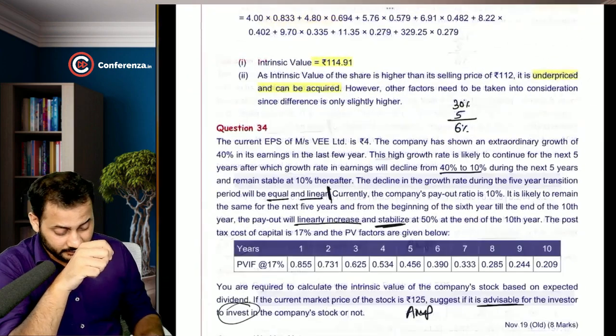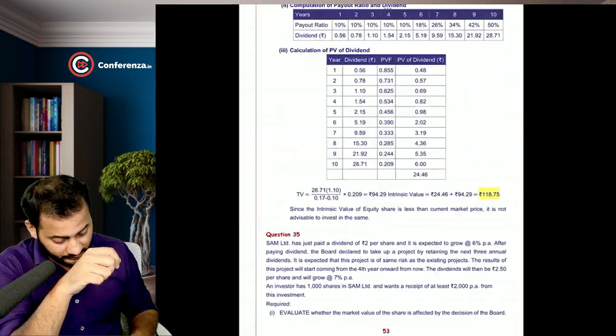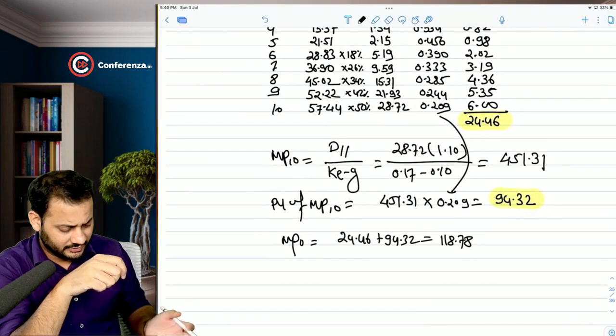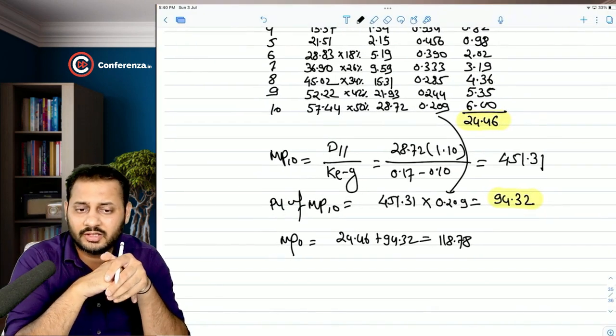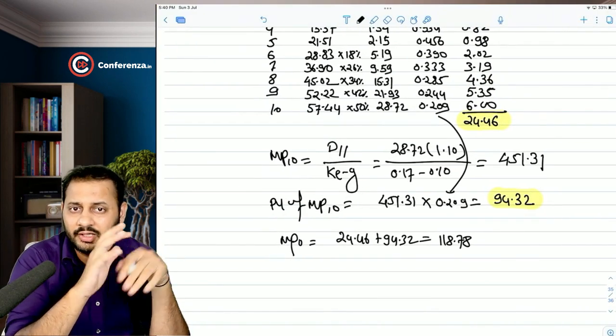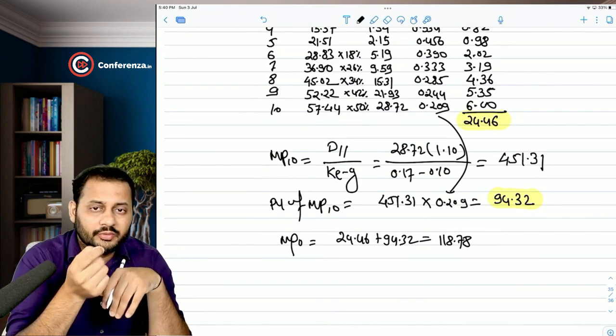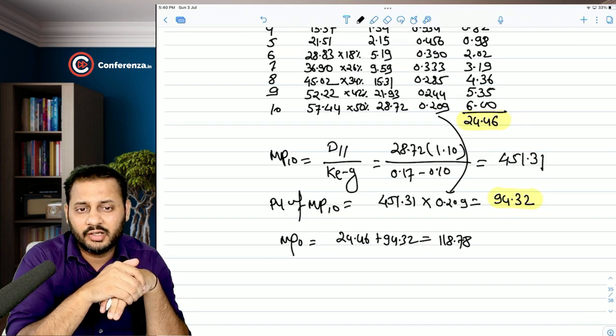Okay, let's just cross check with the institute. It is 118.75. Ours is 118.78. That is just the rounding error. So all the calculations are right. Now let me take you to one more different approach.